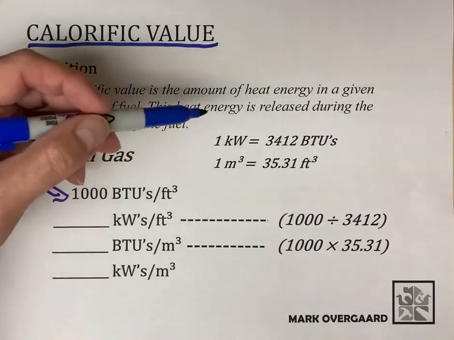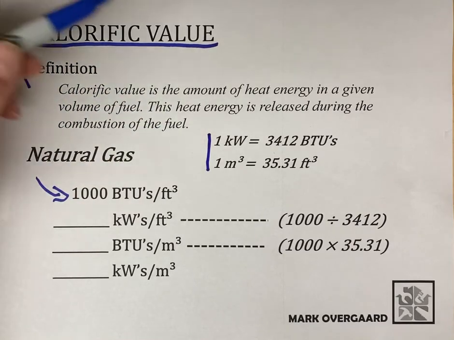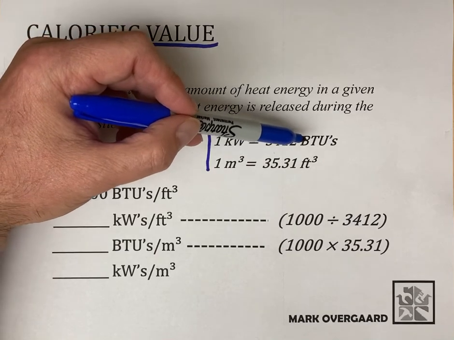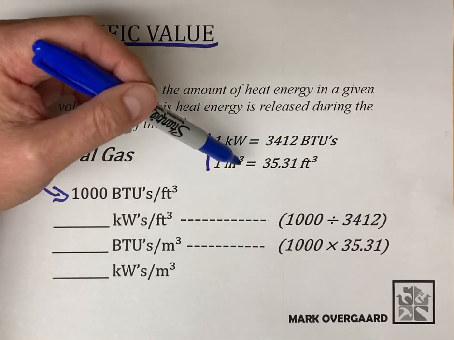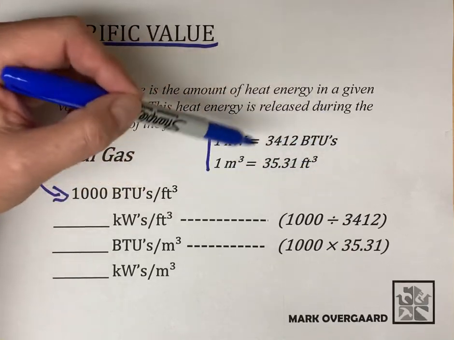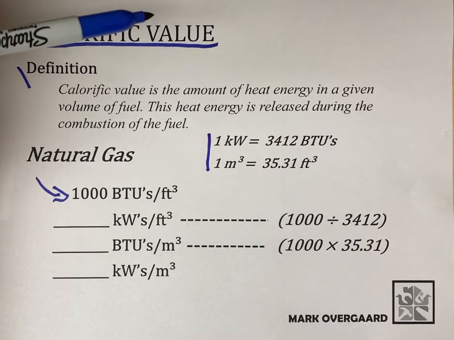Now, we need a couple pieces of information to do this, and that's these guys up there. 1 kilowatt is 3,412 BTUs, and 1 cubic meter is 35.31 cubic feet. And that's the kind of stuff we talked about in the previous two videos. All right, so here's how we do this.